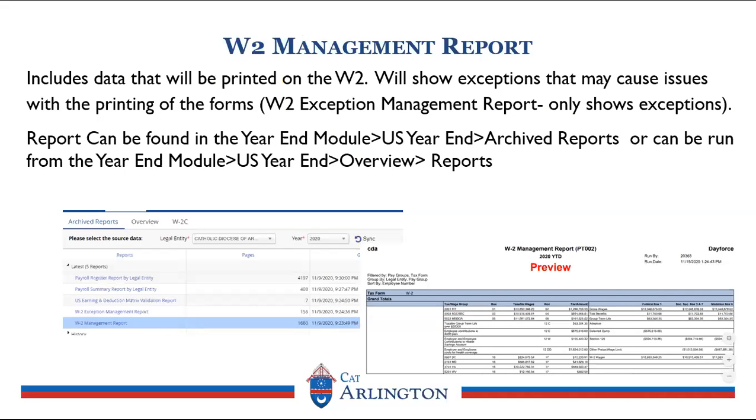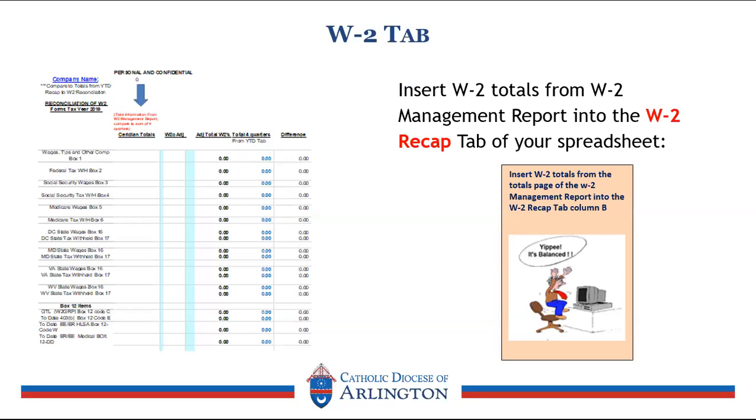The W-2 management report includes the data that will be printed on the employee's W-2. This report will also show you any exceptions that may cause issues with the printing of the W-2. This report can be found under the year-end module. Use the W-2 management report to balance year-to-date W-2 information after each quarter by inserting the year-to-date totals from the W-2 management report into the W-2 tab on your spreadsheet. Then research any calculated differences.